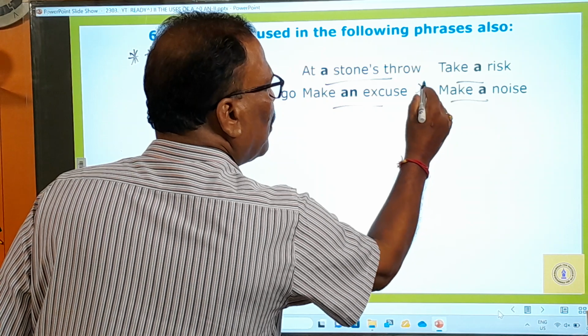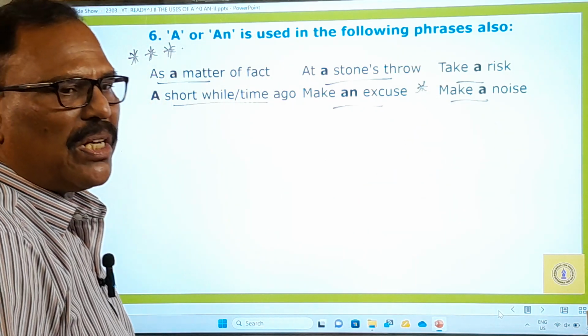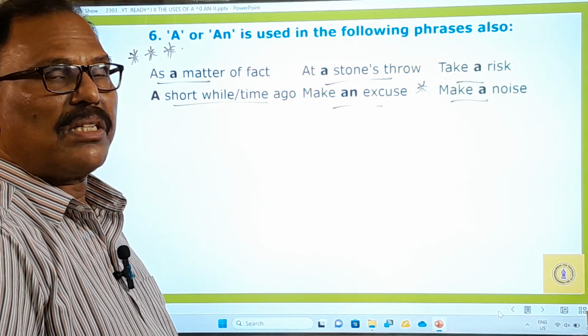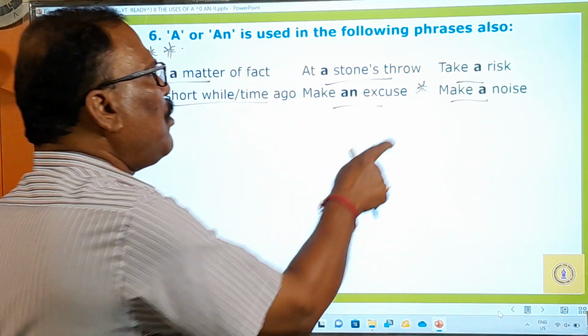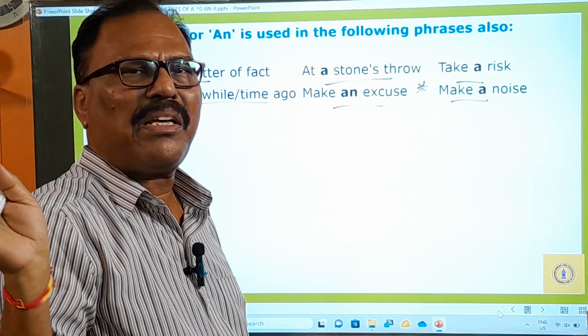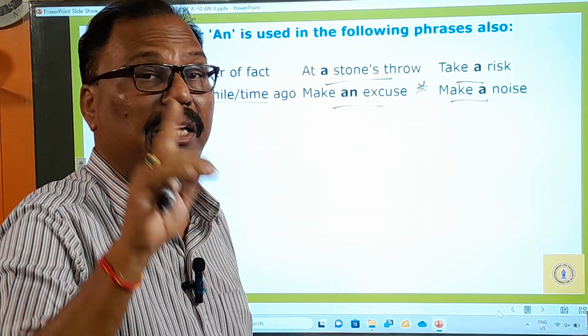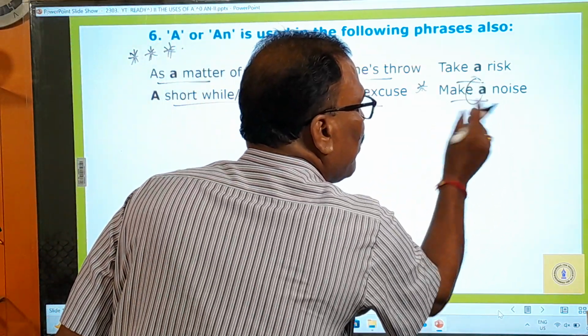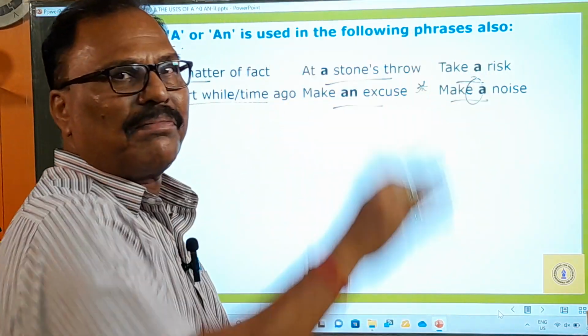See, this is a very important one. Most of the people say the children are making noise. No, say make a noise. The children are making a noise. If anybody says, hey, they are making noise, no, don't say they are making noise, but they are making a noise. A must be there. Therefore, you must learn it like that only.